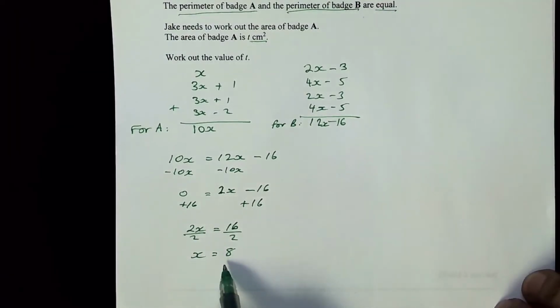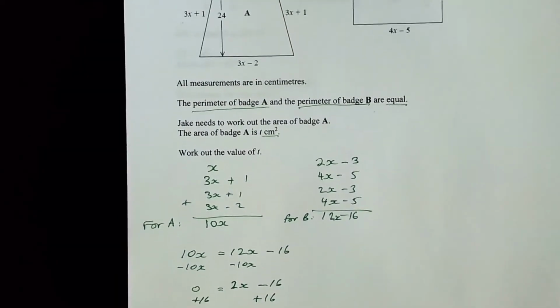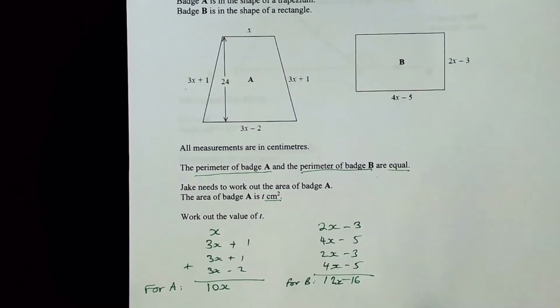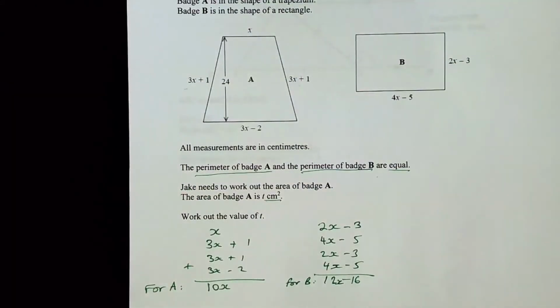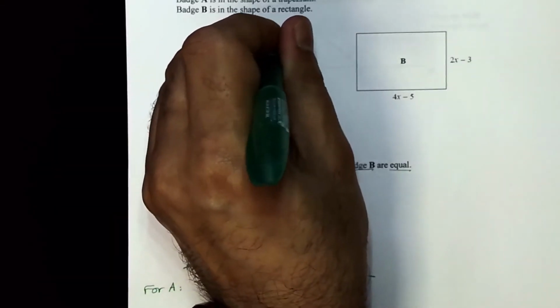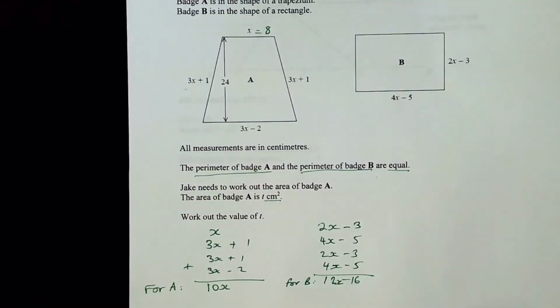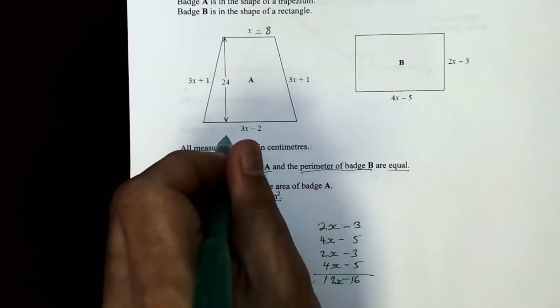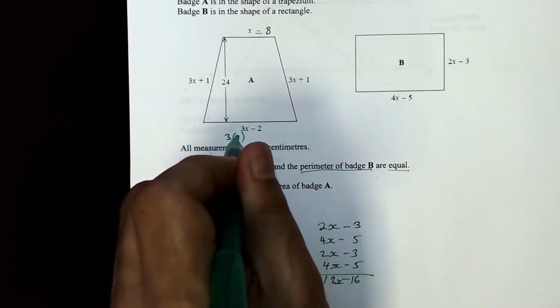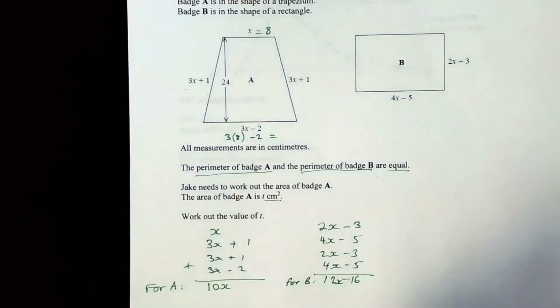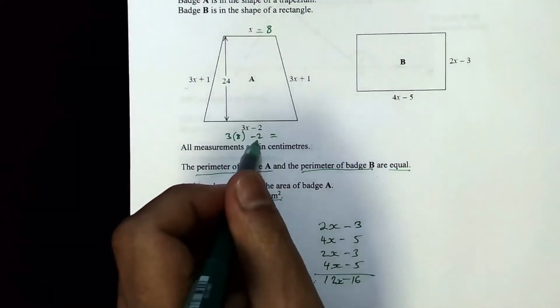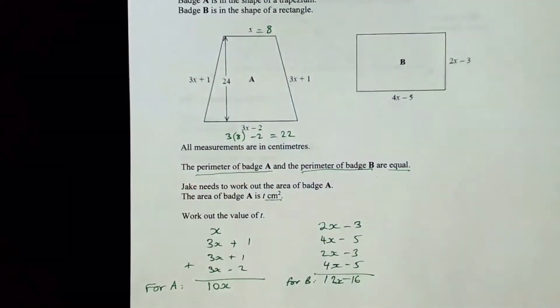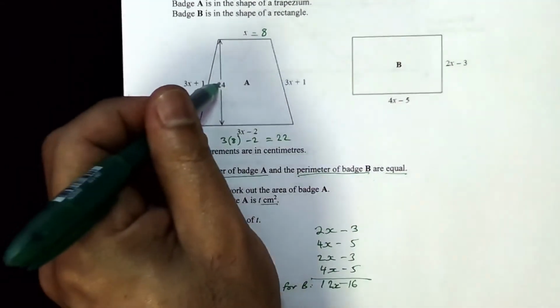So the next part, I'm going to substitute this value into my shape, because I'm working out the area and so I need the value of that. So x is equal to 8, so this value there is 8. And this is 3 times 8, take away 2. So 3 times 8 is 24, take away 2 equals 22. And I already know the height, which is 24.